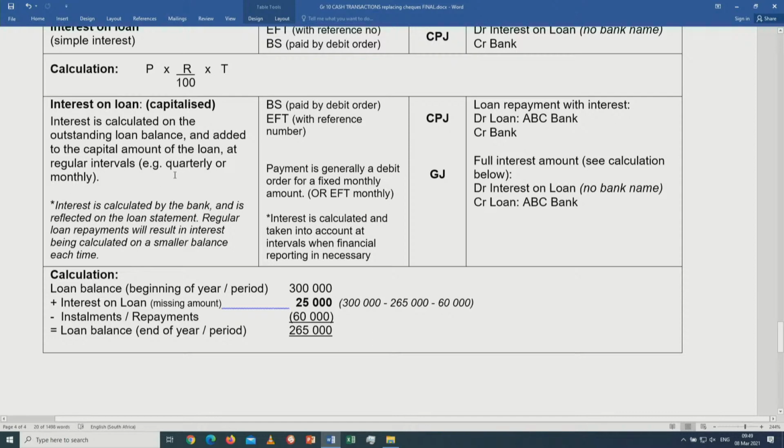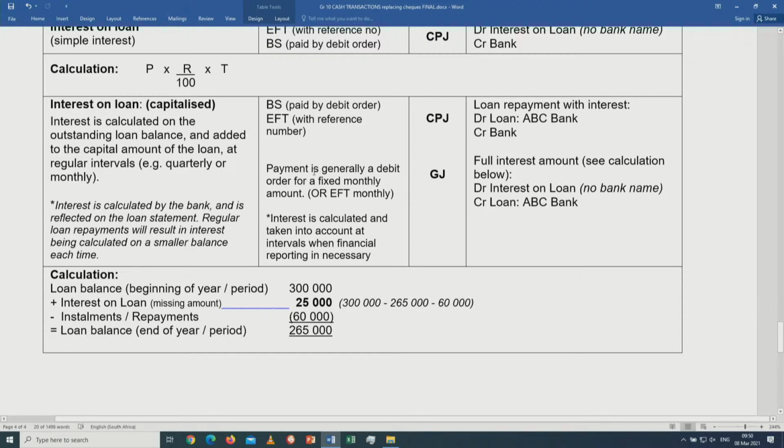You will see capitalized interest more in grade 12, so you need to know it from now, from grade 10. You will see in the bank statement that it is paid by debit order or EFT with a reference number, and you record it in the cash payment journal. For loan repayments with interest, you debit your loan, ABC Bank, and then you credit your bank.